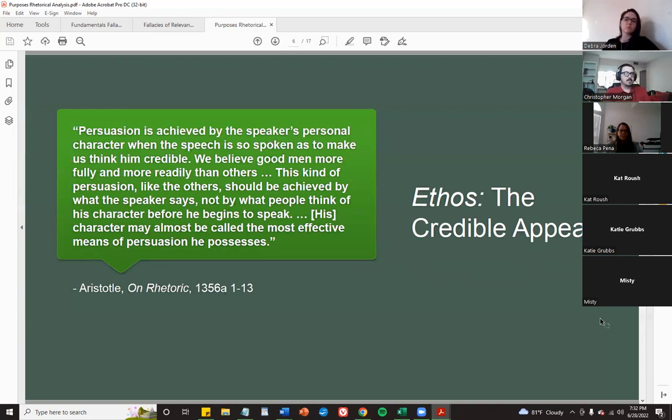Ethos, the credible appeal. Persuasion is achieved by the speaker's personal character when the speech is so spoken as to make us think him credible. We believe good men more fully and more readily than others. This kind of persuasion, like the others, should be achieved by what the speaker says, not by what people think his character before he begins to speak. His character may almost be called his most effective means of persuasion he possesses.